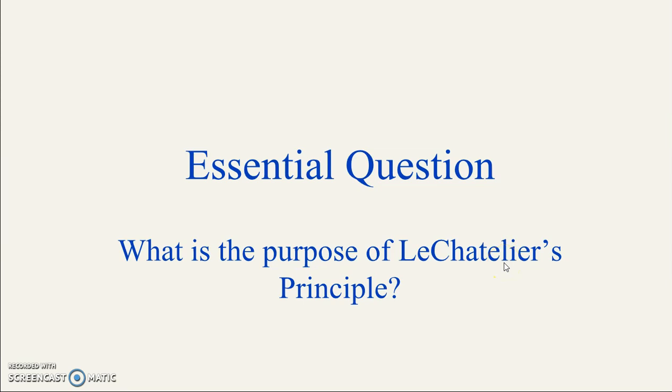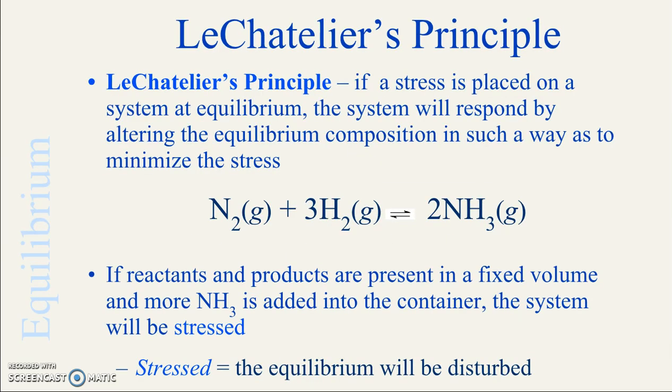Because sometimes we need to make more product than the equilibrium allows us to. So LeChatelier's principle basically says if a stress is placed on a system that's at equilibrium, the system will respond by altering the equilibrium in such a way as to minimize the stress. It's kind of like a positive or a negative feedback system in the body. If you do something to it, then it tries to reverse it.